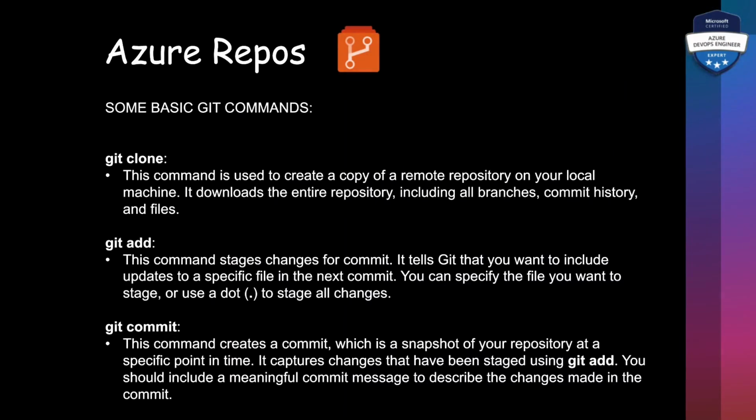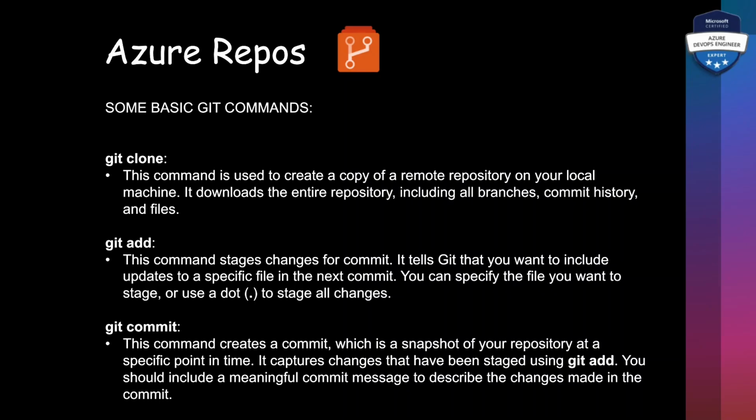So there are some basic Git commands that every developer or every IT software engineer should know. These are the basic commands which help you to push or pull your code from local to Azure Repos or any version control system or vice versa. So the first command is git clone. This command is used to create a copy of a remote repository on your local machine. It downloads the entire repository including all branches, commit history and files. So git clone is used to copy a remote repository to your local machine.